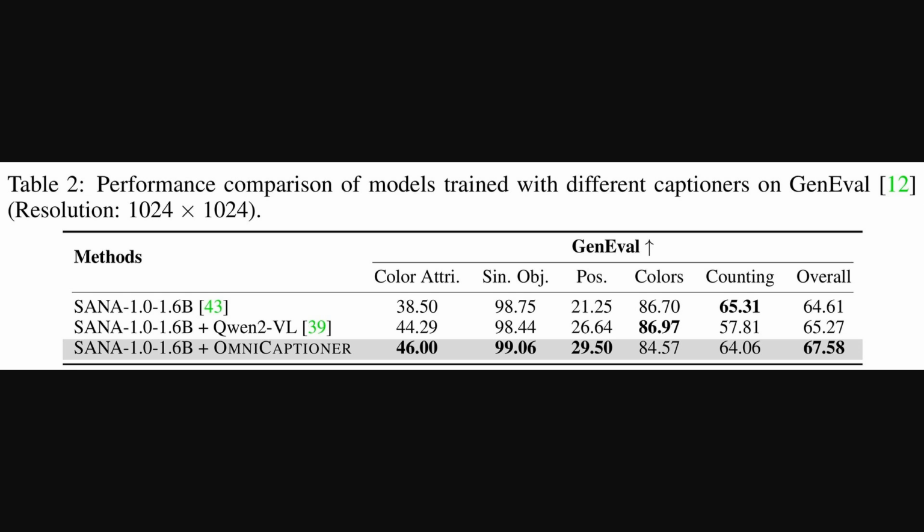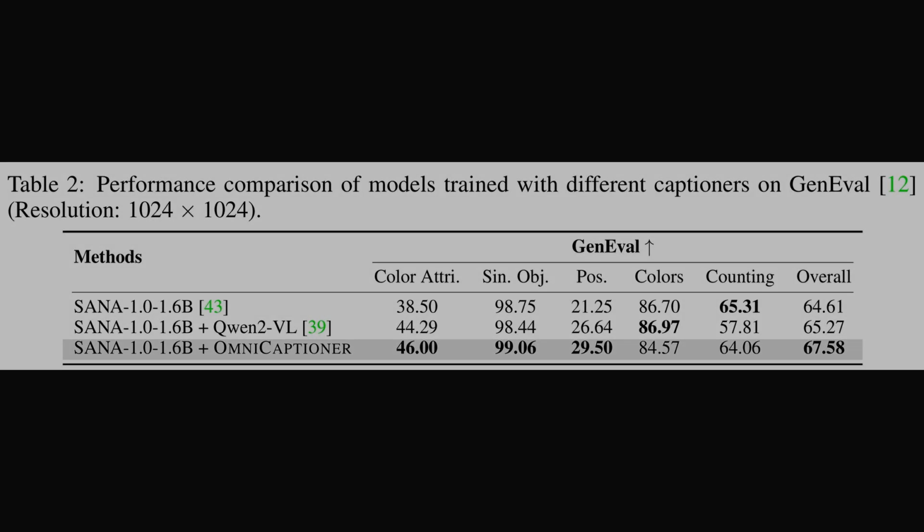So Table 1 showed how OmniCaptioner captions help LLMs reason better. Now, Table 2 here looks at a different angle, how these captions can improve text-to-image generation. This table compares a specific image generation model, SANA 1.0, when it's fine-tuned using captions from different sources. The benchmark is called Genival, and you can see, when fine-tuned with OmniCaptioner's captions, that bottom row, it gets the best overall score, 67.58, beating the original model and the one trained with QVL captions. So better captions seem to really help generate better images too.